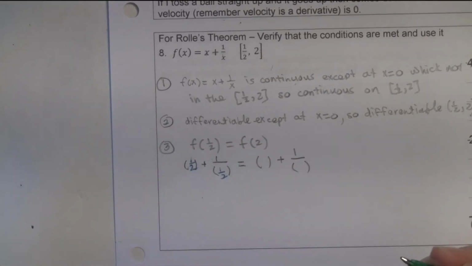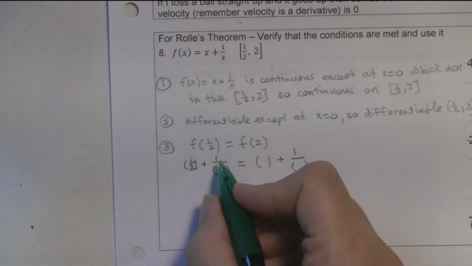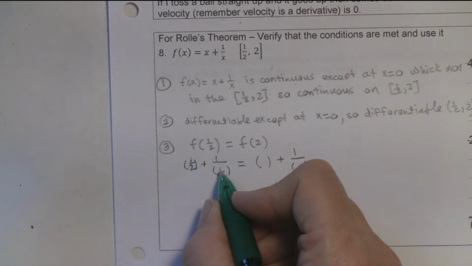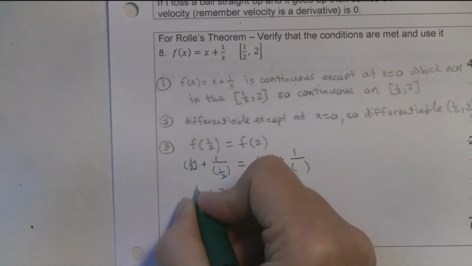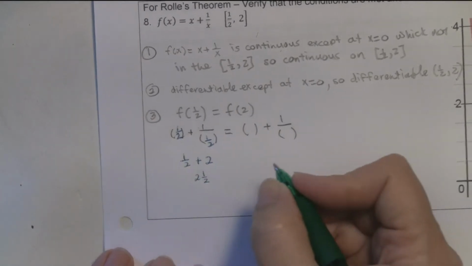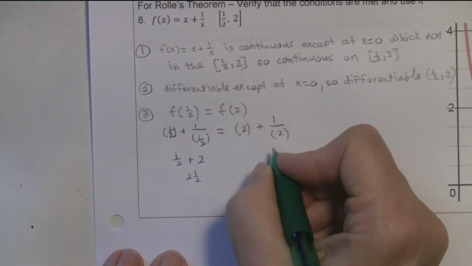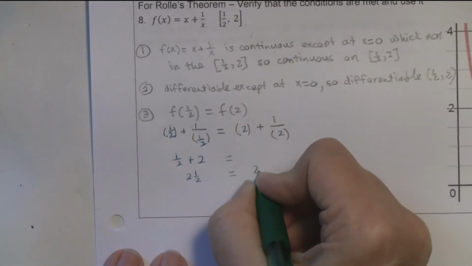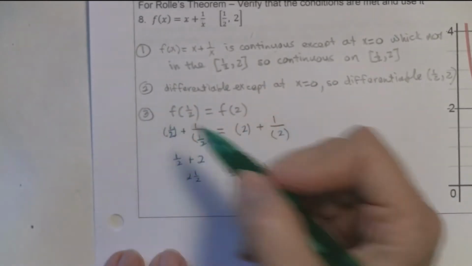Okay, and you can put that in your calculator if you like. Half plus 1 over 1/2. Now I know that 1 over 1/2, this is 1 divided by half, which is the same as 1 times 2, which is 2. So doing it by hand, you can do it by your calculator as well. This is 2.5, right? And this side over here, we're plugging in 2. And you can see, you're going to get the same thing, right? Because this is 2 plus half, which is 2.5. And so, yep, they're equal to one another. So all three of these conditions are met.